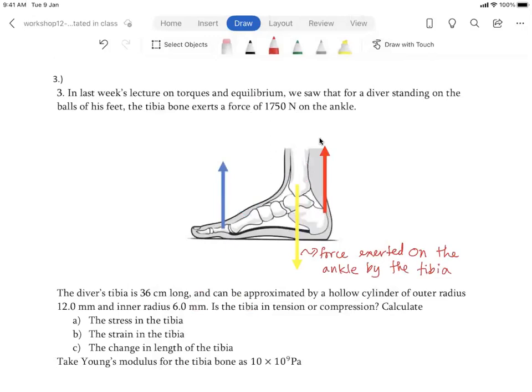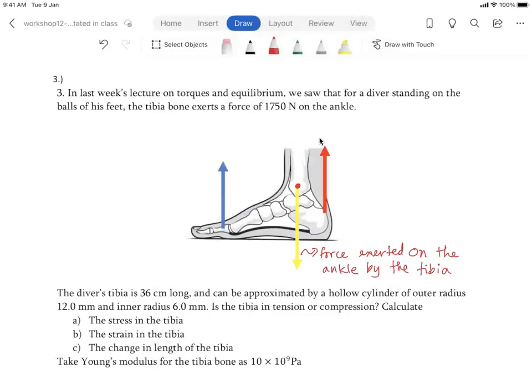And then the diver's tibia is 36 centimeters long and can be approximated by a hollow cylinder of outer radius 12.0 millimeters and inner radius 6.0 millimeters. The question is, is the tibia in tension or compression? Okay, so to answer that, notice that this yellow arrow is the force exerted on the ankle by the tibia. We cannot use this yellow arrow because what we want to find is whether the tibia is in tension or compression, and the yellow arrow is exerted on the ankle, not on the tibia.